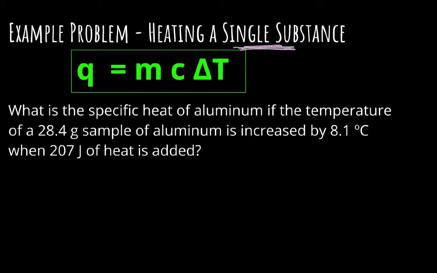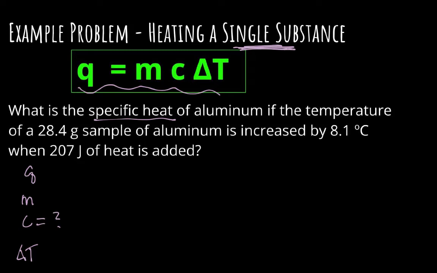When you heat a single substance, all you really need is Q equals MC delta T. Even though I know most of you could just plug these into your calculators, what I would like you to do is make your list of variables like we've done in the past. As you read through the problem, you fill that in, and that makes it very clear what you're trying to solve for. For this one, I want to know the specific heat of aluminum. So C is what I'm going to be solving for.